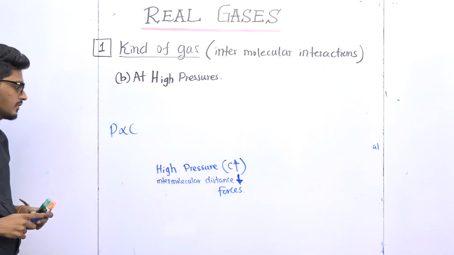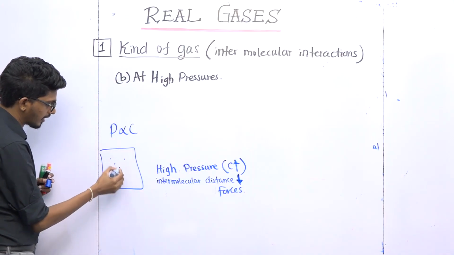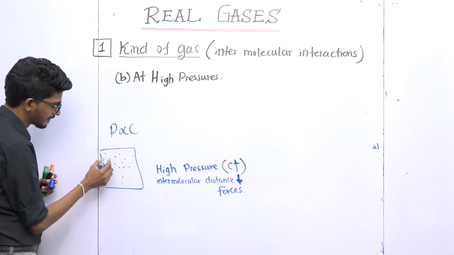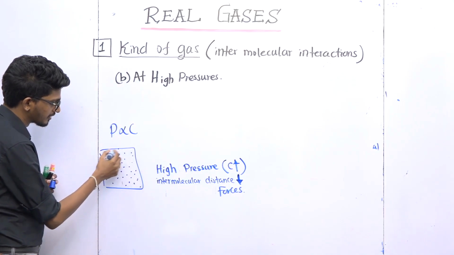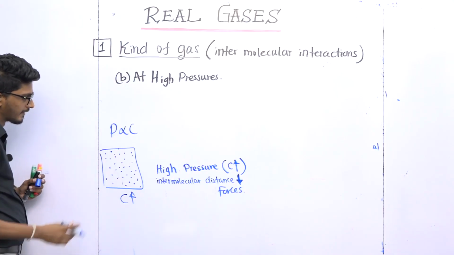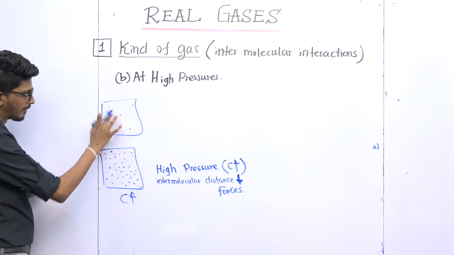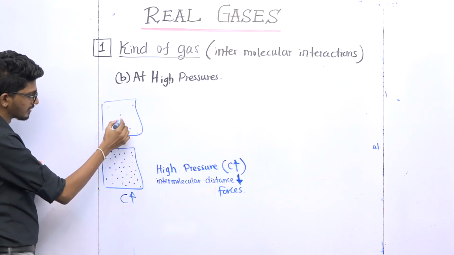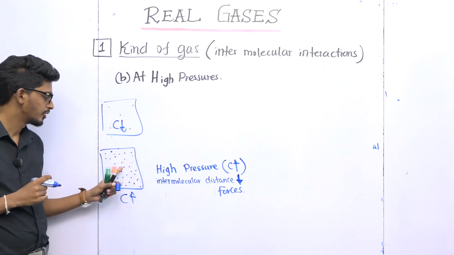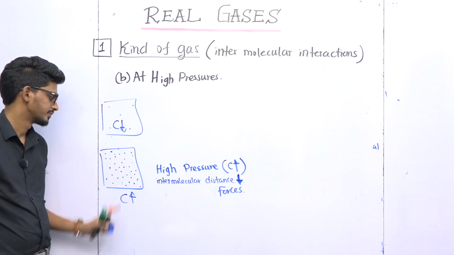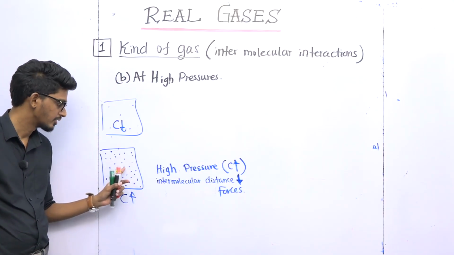Now, high concentration means the situation is like this: more particles in unit volume. A low concentration situation is like this, very few particles in unit volume. So with a high concentration, the intermolecular distance is small, and particles are very close to each other.